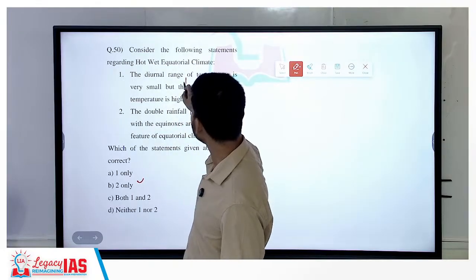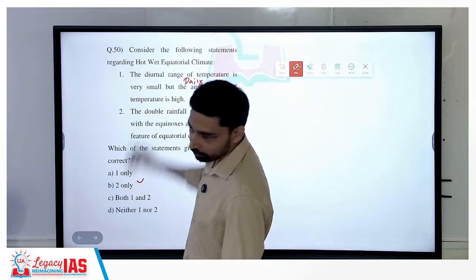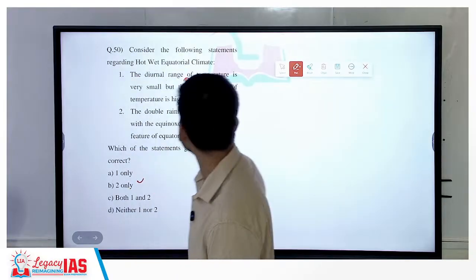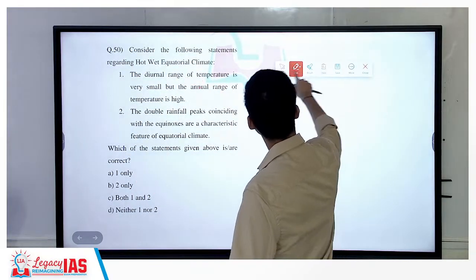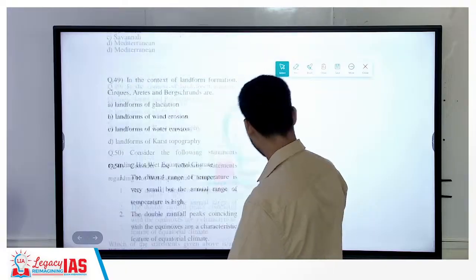Diurnal range means daily range, 24 hours, day and night. That is diurnal. So both are small. So the correct option is B.